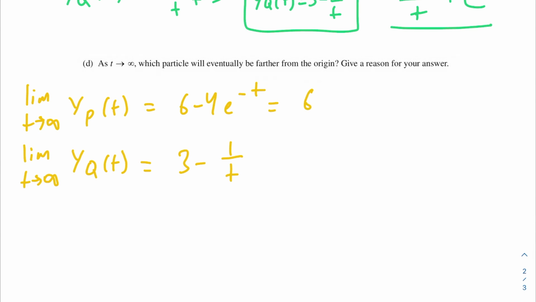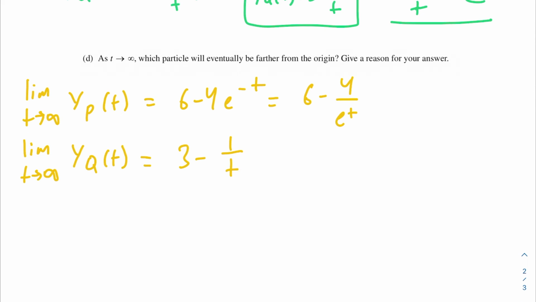So we can rewrite this top one as 6 minus 4 over e to the t. So as t goes to infinity, you can think of this as the t gets larger and larger and larger, what happens to our overall function? Well, e to the infinity, you can think of that as going to end up being infinity. And for such a tiny number compared to infinity, this is basically just 0. So the limit as t goes to infinity for the position of p is going to be 6 minus 0, so it's basically going to be 6.